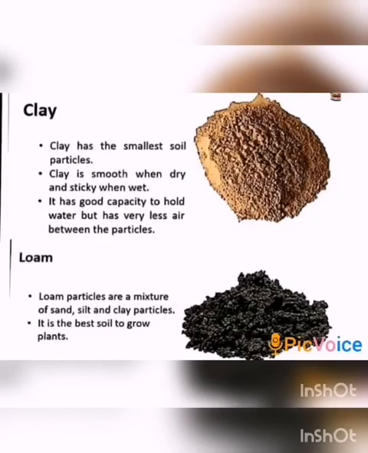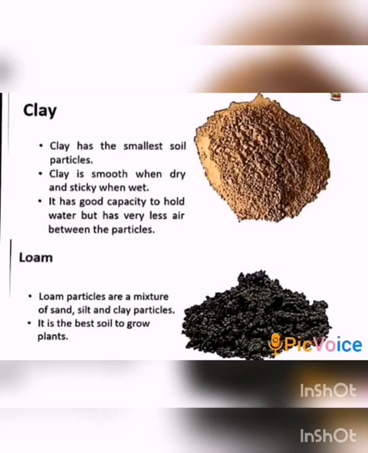Next, clay soil. Clay has the smallest soil particles. Clay is smooth when dry and sticky when wet. It has good capacity to hold water but has very little air between the particles.